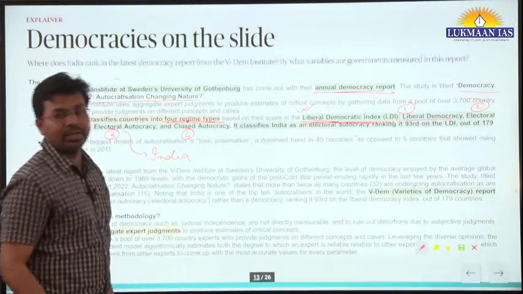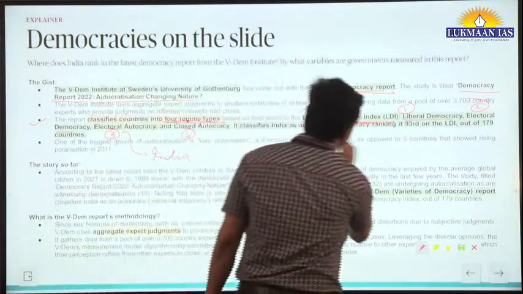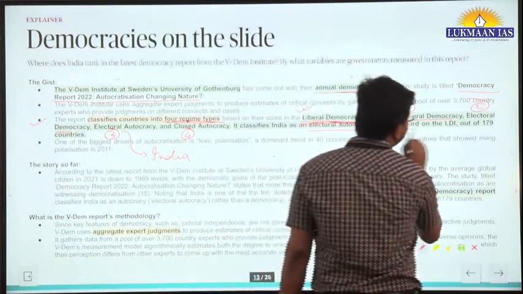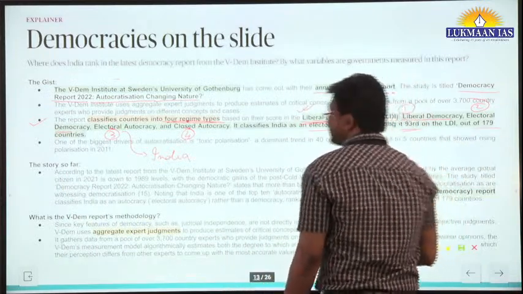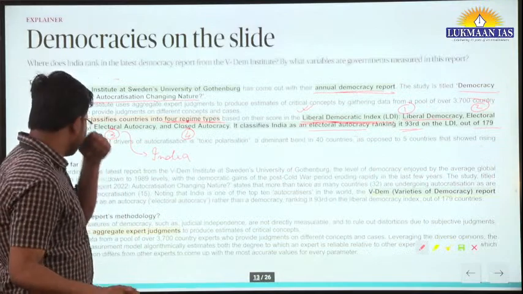by this particular report. It classifies India as an electoral autocracy, ranking 93rd out of 179 countries. So there are 179 countries. So this is the thing.